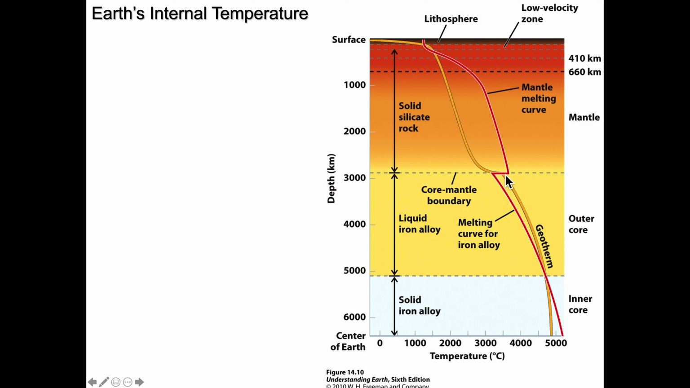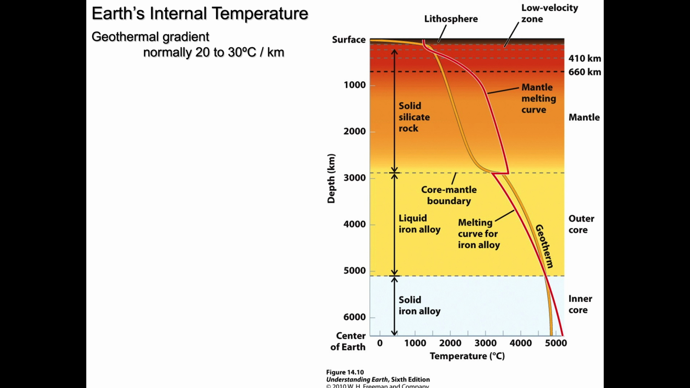So we go to the left of the geotherm again with the mantle melting curve, and that means that this material is liquid. So we have a liquid from here, around 2,900 kilometers depth, to a little over 5,000 kilometers depth. And then we transition again such that the mantle melting curve is to the right of the geotherm, and therefore we're in the solid iron alloy section of the Earth's interior.